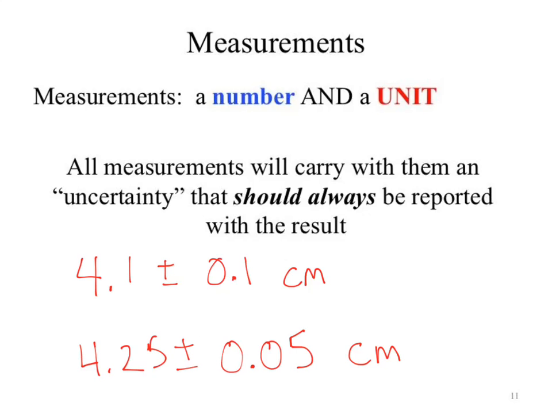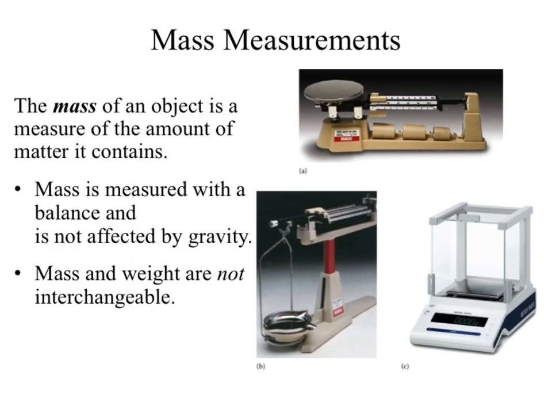So when we go through and take mass, it's a measure of the amount of matter that it contains. And this can be easily confused with weight. Mass and weight are different things, even though they are typically used interchangeably. Weight is something that is affected by gravity. Mass is not affected by gravity. I will always have the exact same mass, no matter where I go in the universe. My weight will potentially change.